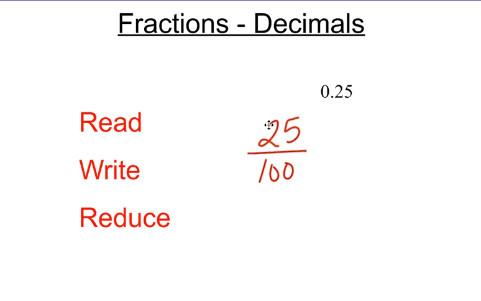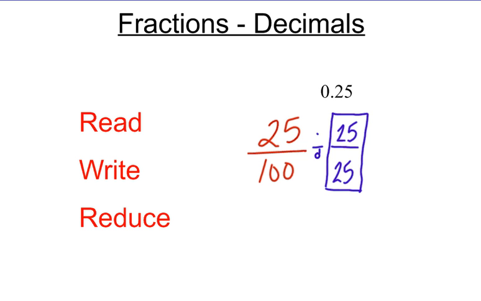Now, once we've read it and we wrote it, we want to reduce it. What we have to think about when we are reducing is that we're going to reduce by a fraction of 1, because if you multiply a number by 1, it doesn't hurt it. If you divide a number by 1, it doesn't hurt it. So we're going to take this 25 hundredths and divide it by a fraction of 1. We have to think about what is the largest number that goes into both 25 and 100. It happens to be 25.